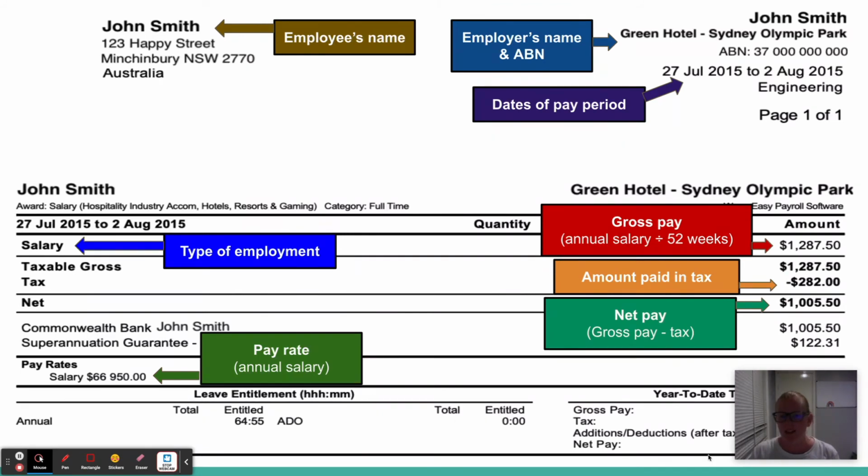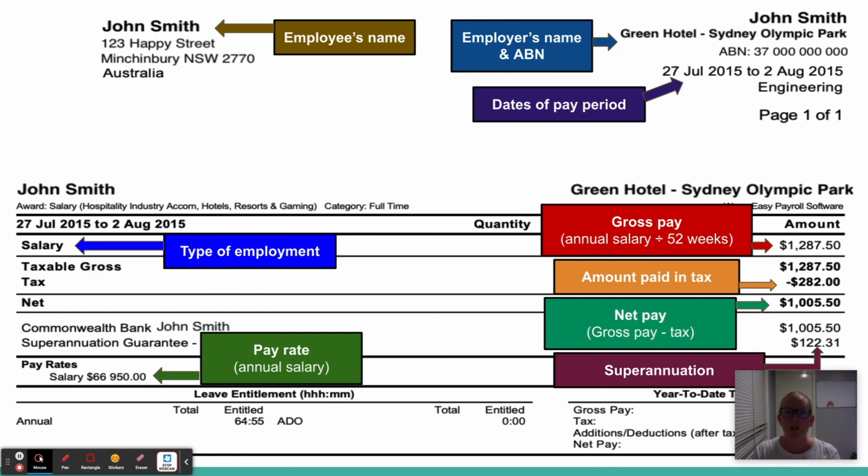And also, just like the last one, there's information about how much he's received in super. That's the little special savings account for when he retires. And there's also the year to date section, but my face is covering that, but that is also in there. So moral of the story is every single time you receive a pay, you have to receive a pay slip as well that contains this information.